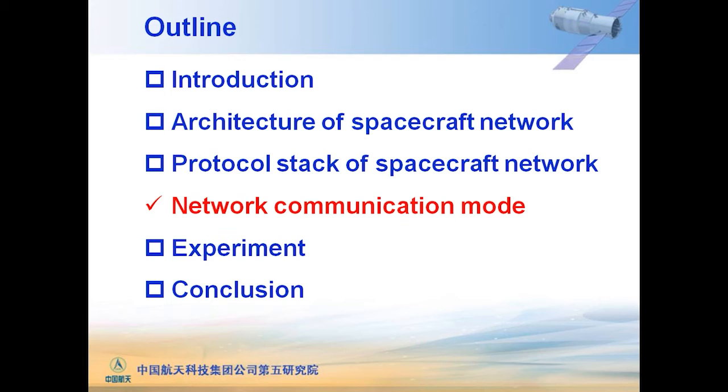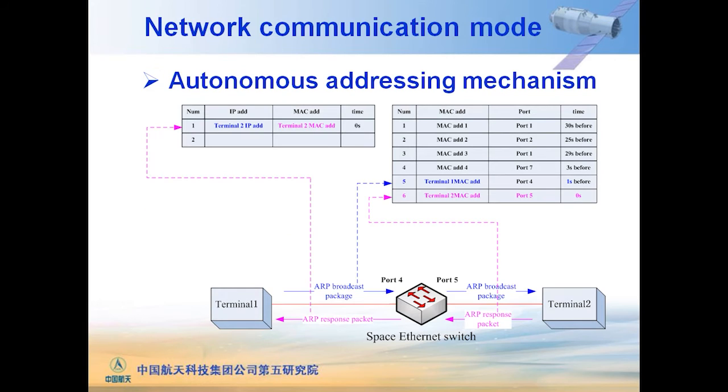This is the communication mode of the space-ground network. This picture shows the autonomous addressing mechanism of the spacecraft network. The ARP protocol can be used to establish and maintain the corresponding relationship between MAC addresses and IP addresses in the internal network terminals of the spacecraft.